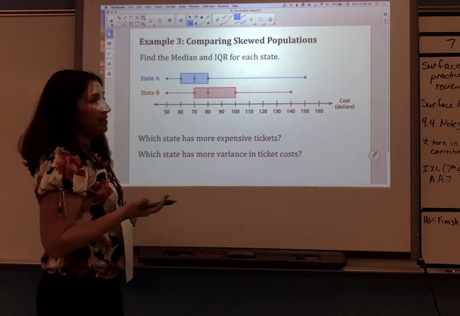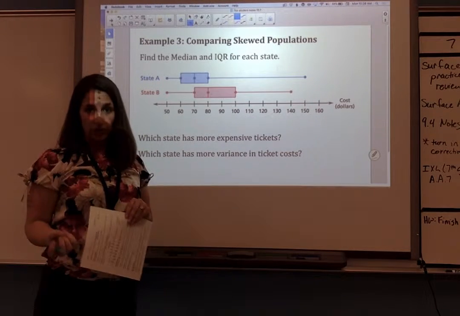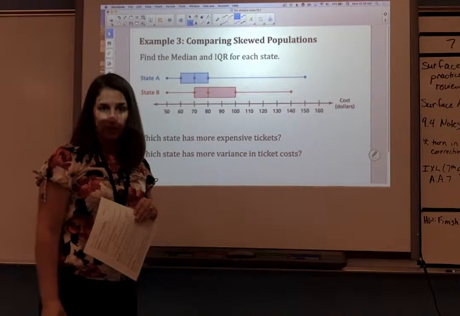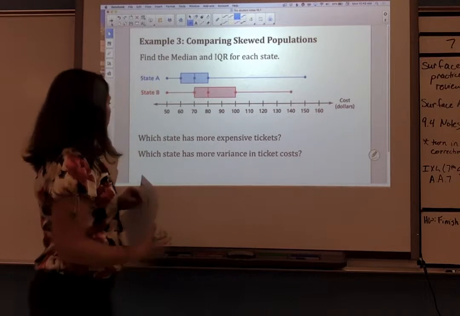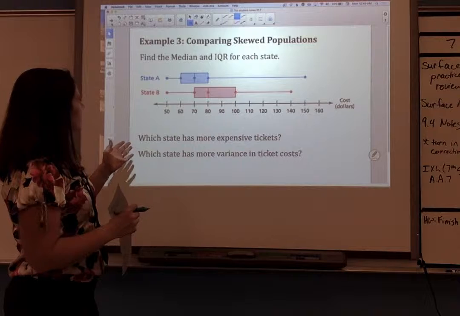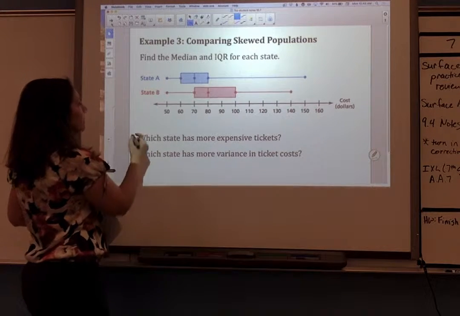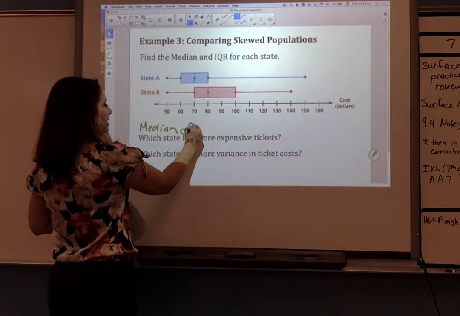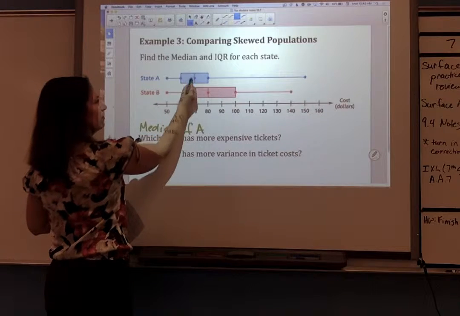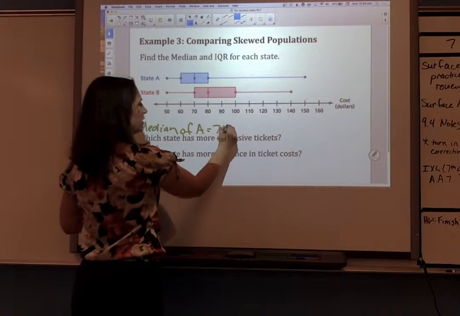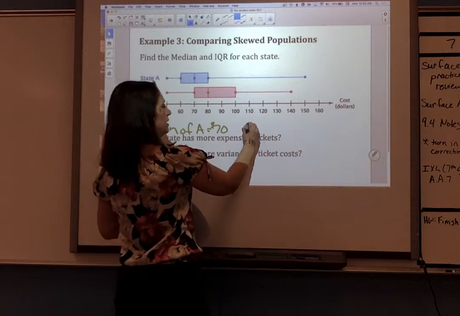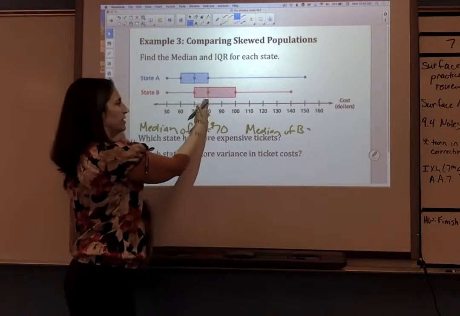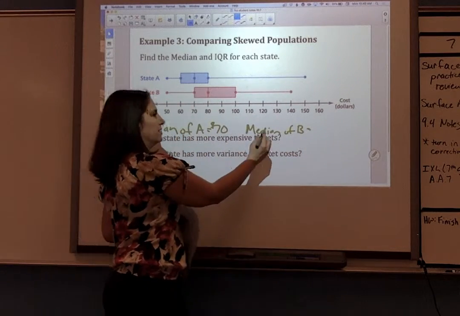If the data is skewed, we know that median is a better measure of center than mean, and interquartile range is a better measure of variability than mean absolute deviation. So we're going to find both of those. Let's go ahead and do the median first. The median of A is going to be right here, right in the middle. So that's $70. And the median of B is right in the middle where they show the line on the box, and that's $80.